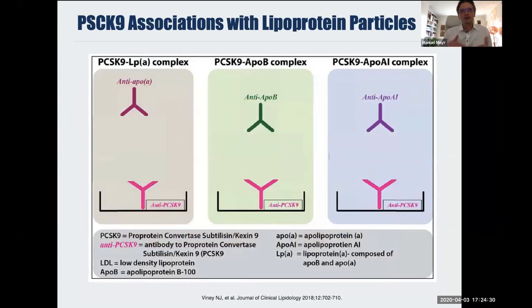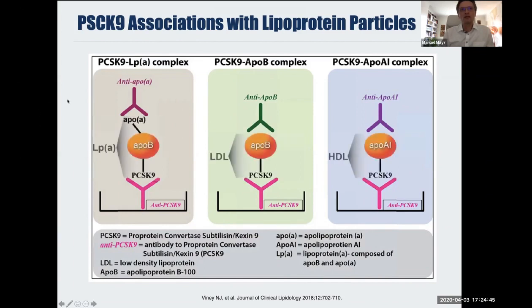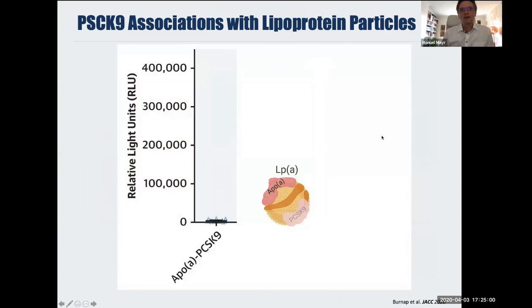Now, to do this, we first used a sandwich ELISA where we coated anti-PCSK9 antibodies to capture the PCSK9 from the circulation, but then used 3 different detection antibodies to, on one hand, detect PCSK9 that's bound to Lp(a), PCSK9 that's bound to ApoB containing lipoproteins such as LDL, and on the other hand, PCSK9 that's bound to HDL by using an anti-ApoA1 antibody. And here are the results.